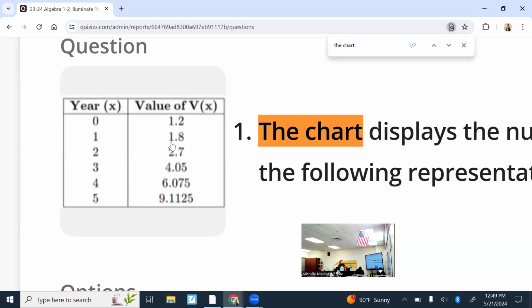So 1.2 plus 0.6 would get me to 1.8, right? But 1.8 plus 0.6 is not 2.7. 2.7 plus 0.6 is not 4.05. So it can't be linear. It just can't be. It's not adding the same amount each time in the y's. The x's are going up by 1. The x's don't really make a difference. It's the outputs where we see if it's linear or exponential.